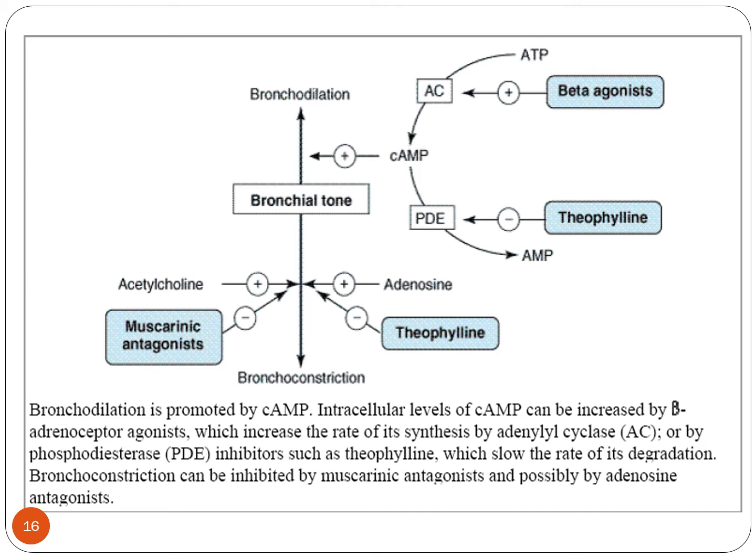While bronchoconstriction is promoted by acetylcholine through a muscarinic receptor, as we mentioned, and this can be inhibited by muscarinic antagonists such as atropine, and actually we use ipratropium and tiotropium.